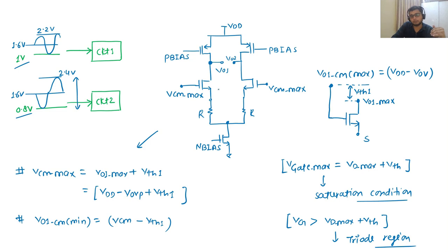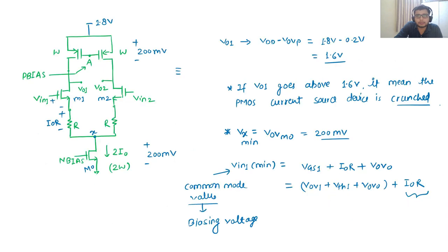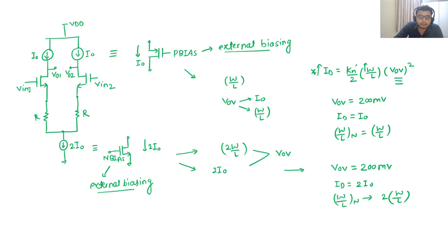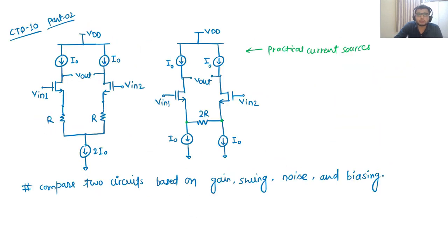Or the other way you can see it, the minimum value of output is any common mode value minus 1 VT. So this is the perspective when we talk about the common mode analysis and the swing perspective when we are considering the practical current sources. I think I should cover this in this particular part.